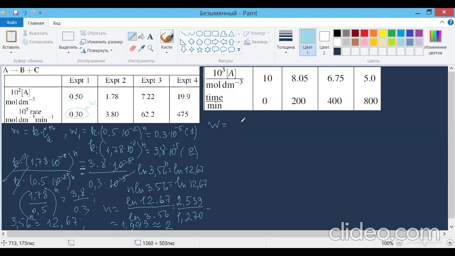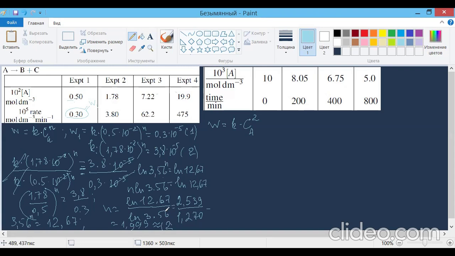So the rate of the reaction is equal to k times the concentration of reagent A squared. That's it. You may ask me why I am not calculating n for the other three experiments. You can do that on your own, and you will get 2 as well.